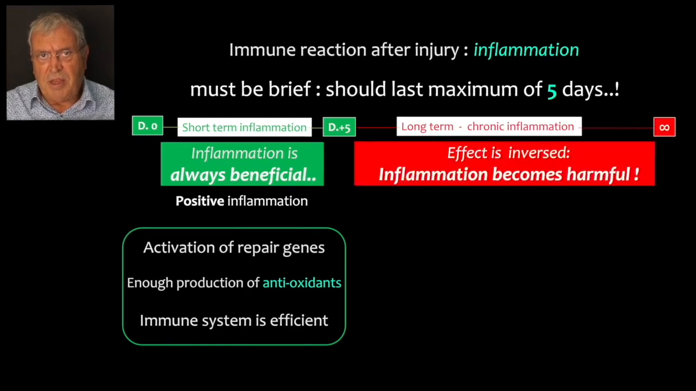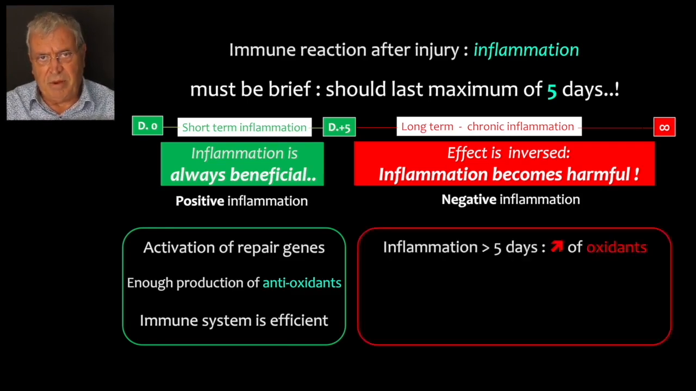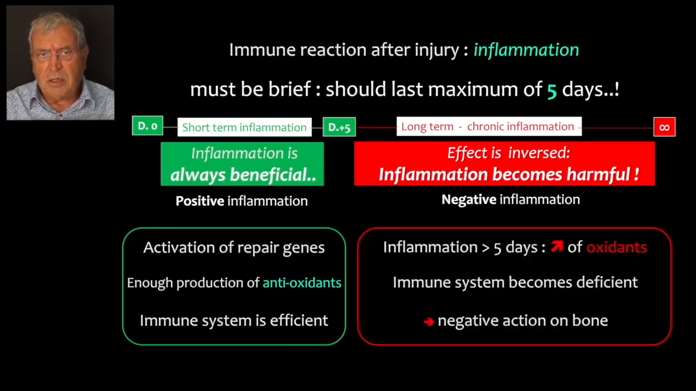But if the inflammation persists after the 5th day, the effect is inverse, and then the inflammation becomes harmful. We name it negative inflammation because inflammation will induce an increase of oxidant production. The immune system becomes deficient and we will have a negative action on bone.